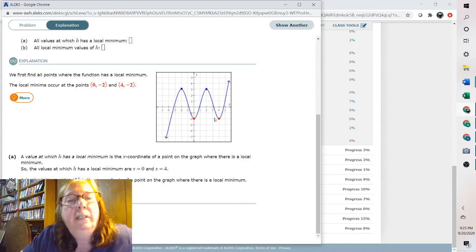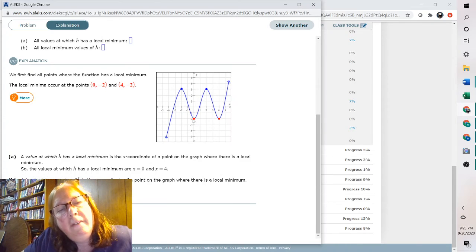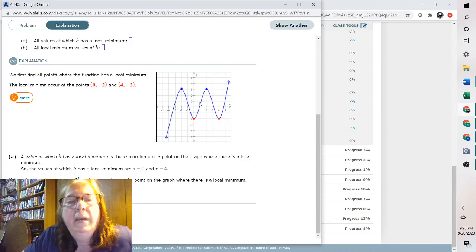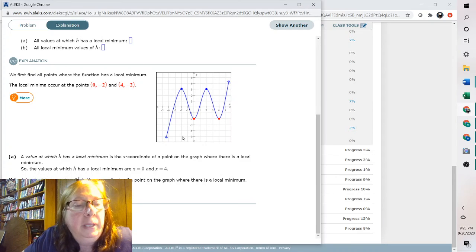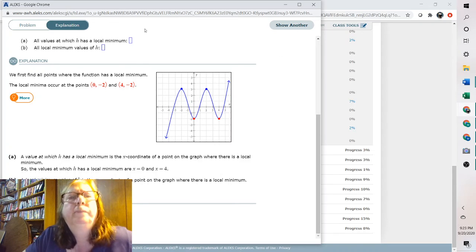We have mins here and here. A min has to be decreasing and then increasing. A max has to be increasing and then decreasing. So these two are mins, and they are at the x values 0 and 4. The minimum value, the y, is the negative 2. Usually you keep the points together, so this is a little different. Let's try another one.